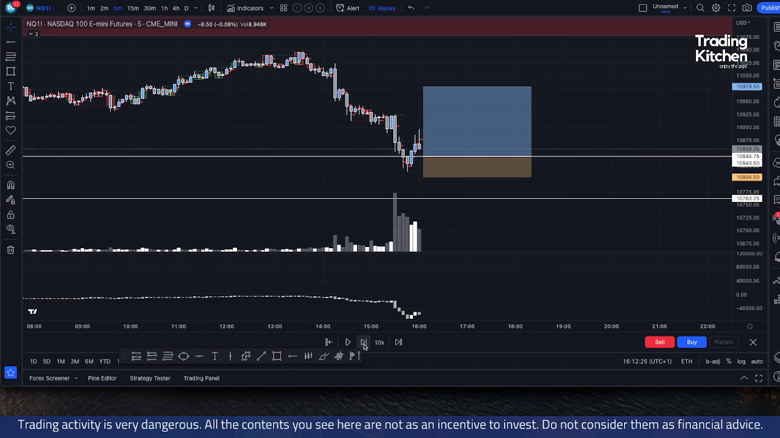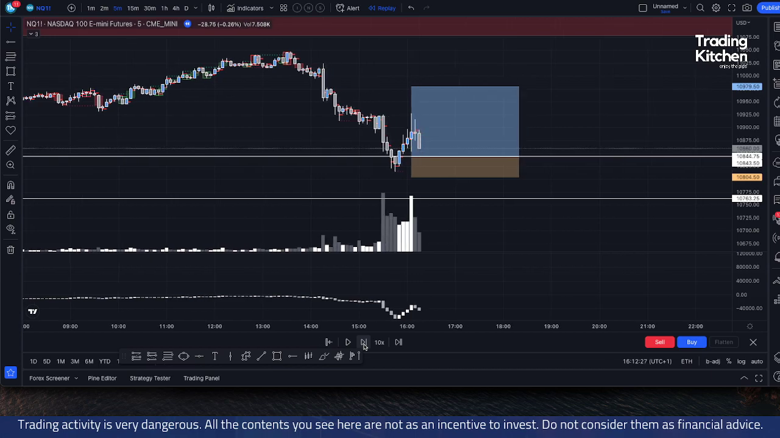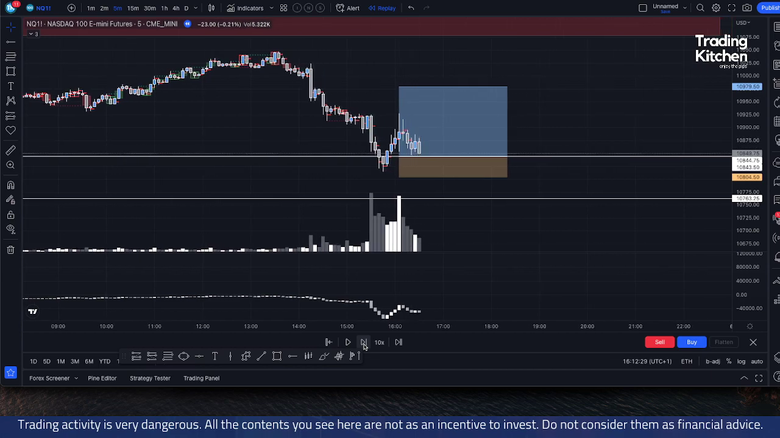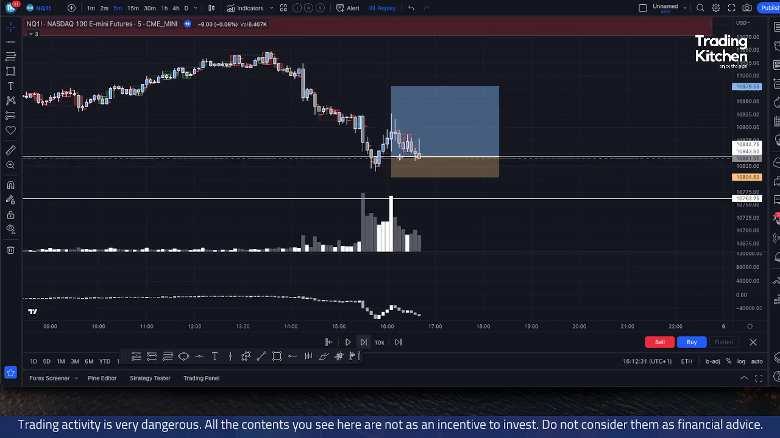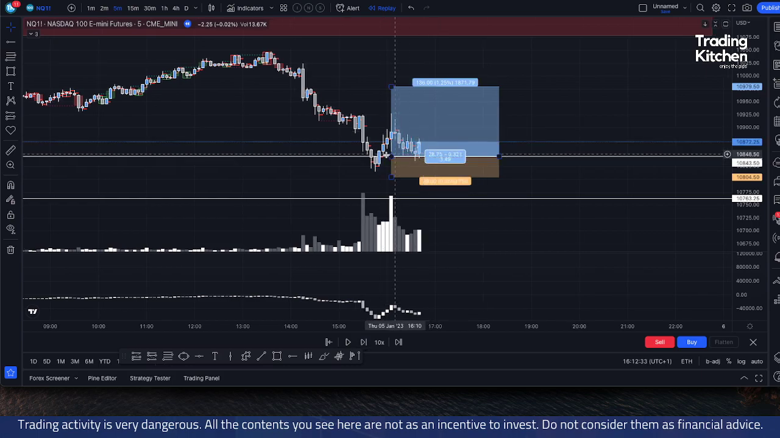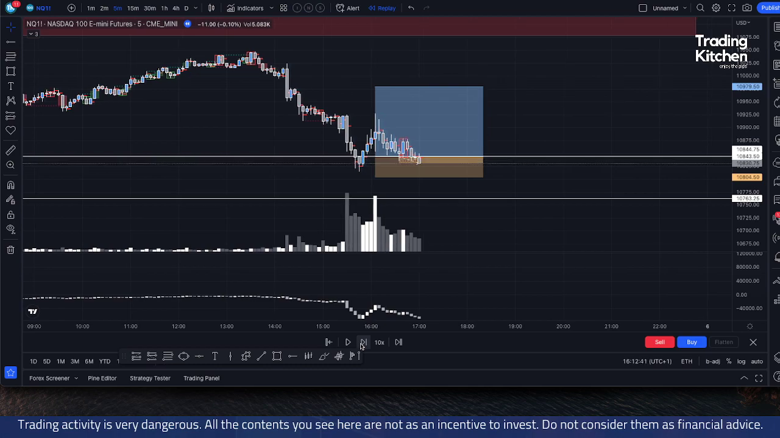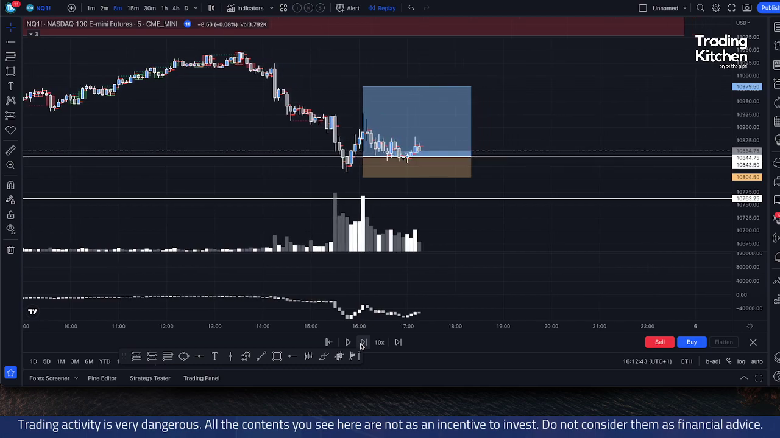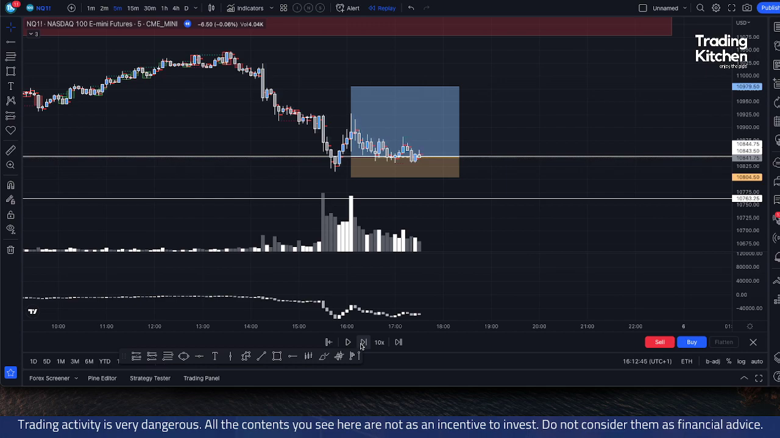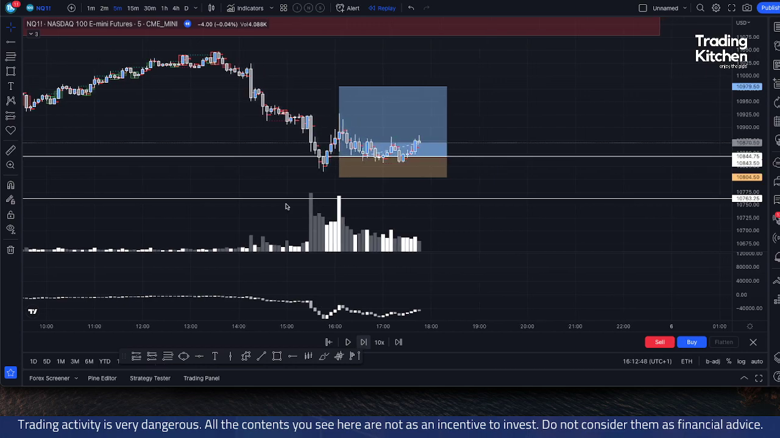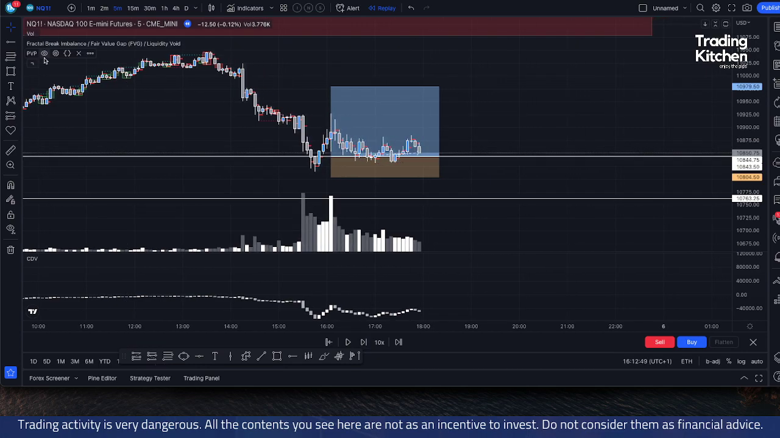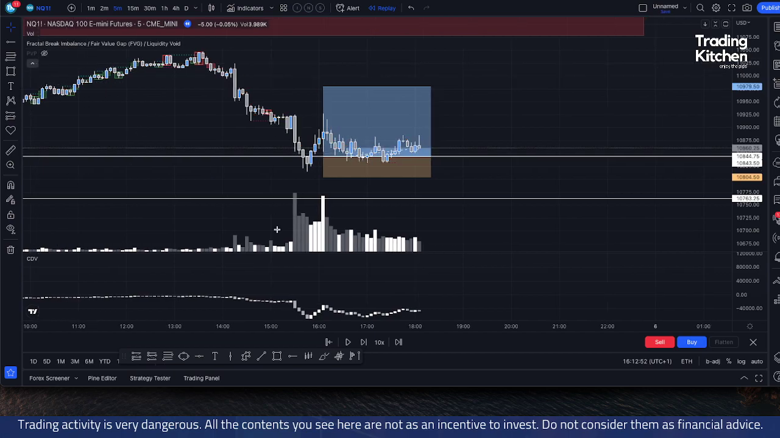So let's see what price did. Price obviously took the POC, touched the POC, opened a trade, and we saw that it probably hit the stop loss, or probably not, I don't remember exactly, to be honest. We can turn the PVP off.